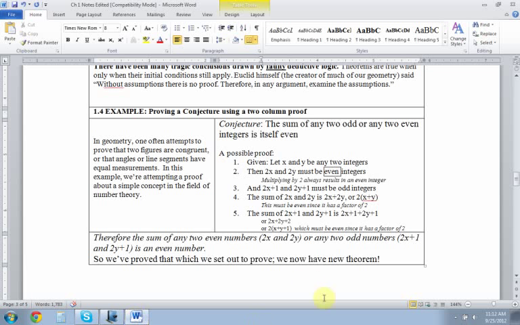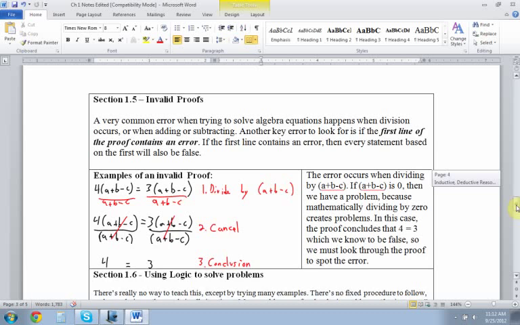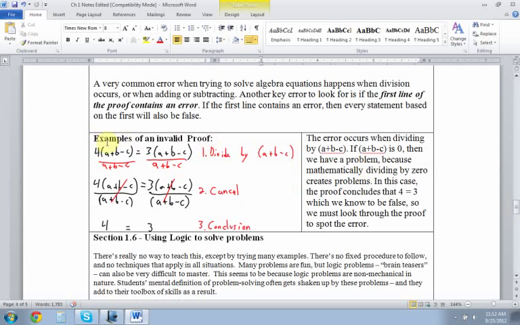Going back to the notes, that's kind of where they end off. He does talk about invalid proofs, and this is an example that I work through. Examples of an invalid proof, most of the time, I think all the time in your textbook, they have this case where they start dividing by things. Oh, and look, they divide by an algebraic expression. The problem with dividing by algebraic expressions is you don't know what they are. The conclusion to this ends up being that 4 equals 3. How did they get to that conclusion?